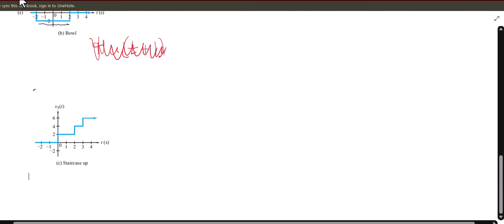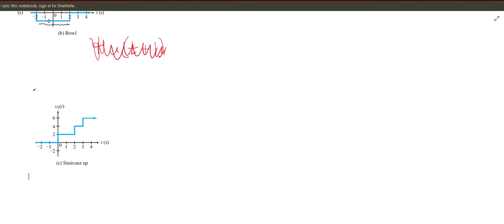Okay, so this one has several changes. So we want to look at all the places where it changes. It changes at 0, at 2, and at 3. So we're going to be adding 3 different things together. So the first change is at 0. And so we're not translating it at all, but it is going up to 2, so that's just going to be 2u of t.